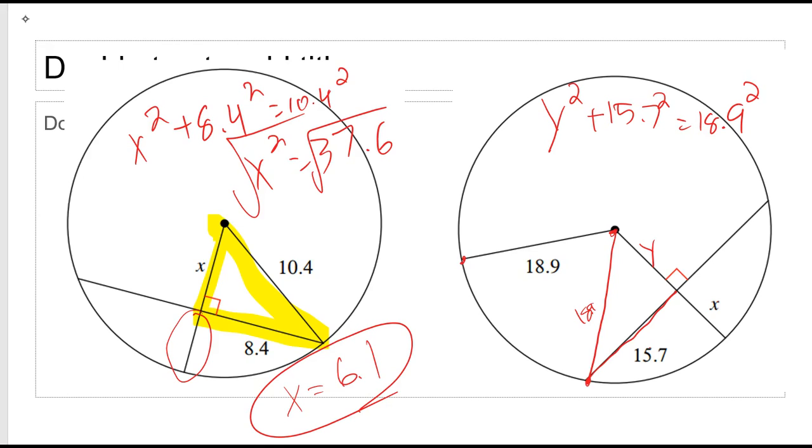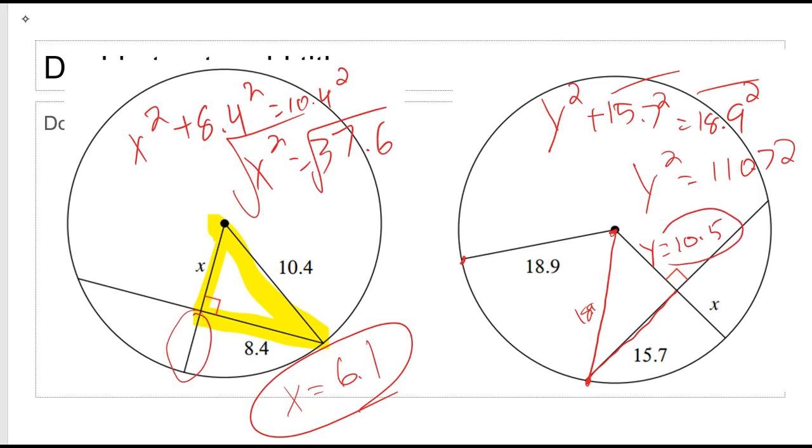Do the same thing I did with the left one. I'm going to take 18.9 squared, subtract 15.7 squared. That's what you would do. You would literally take this number, subtracted by that number. And you get y squared equals 110.72. I'm going to square root that. I'll put 10.5. I rounded it.